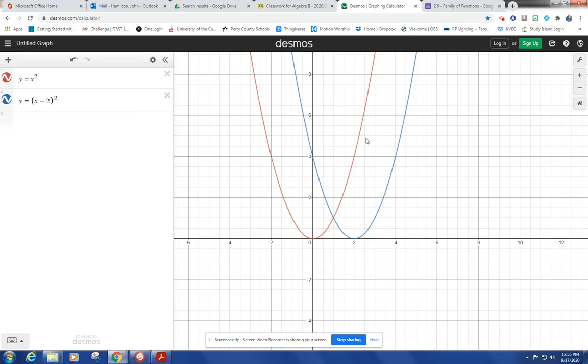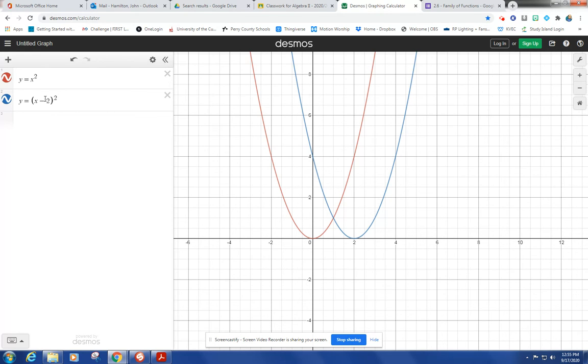If I look at my parent graph right here, I see that it is centered on the origin right here. But when I put in this negative 2 on my blue graph, all of a sudden it moves to the right. Now, again, vertical changes are literal. If it said plus 3, it went up 3. If it said negative 1, it went down 1.